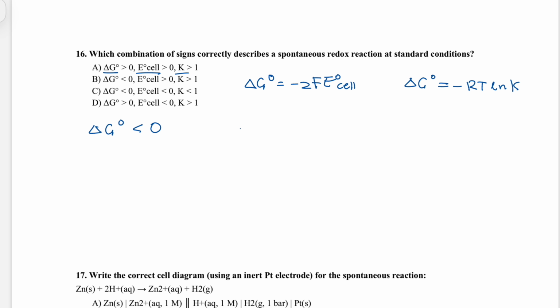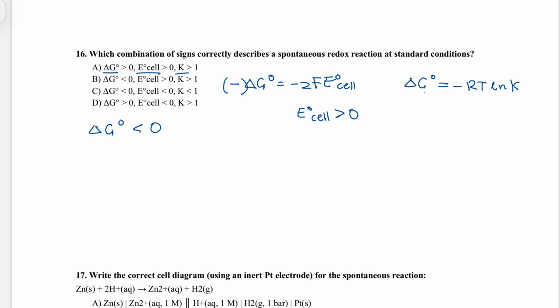So then if this is a negative value, that means E cell has to be positive, right? Because we have a negative sign here. This is negative. We have a negative sign here, so E cell has to be positive. So this is greater than 0.